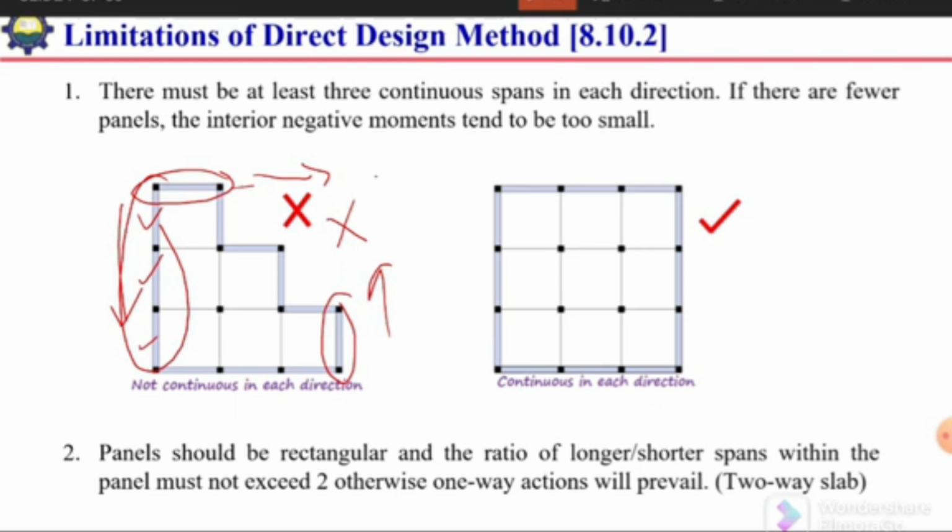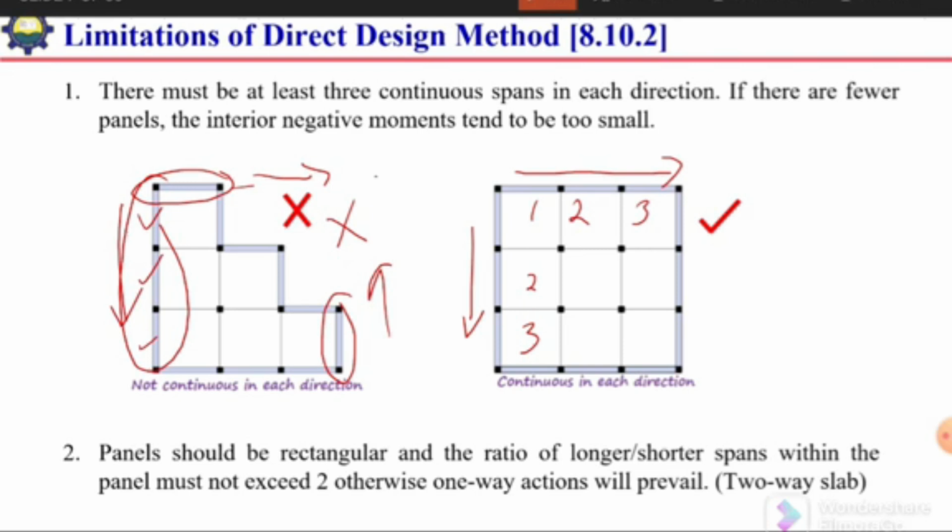So we cannot apply direct design method to such type of slab systems. In the right picture we can see that in this direction there are 3 consecutive spans, and similarly in this direction there are 3 consecutive spans. So for such type of slab system the direct design method is applicable. So this is the first limitation.